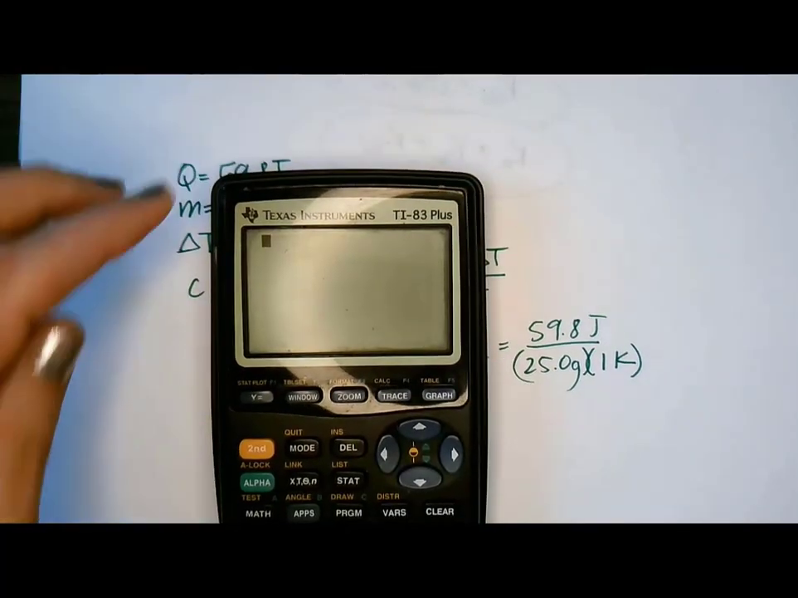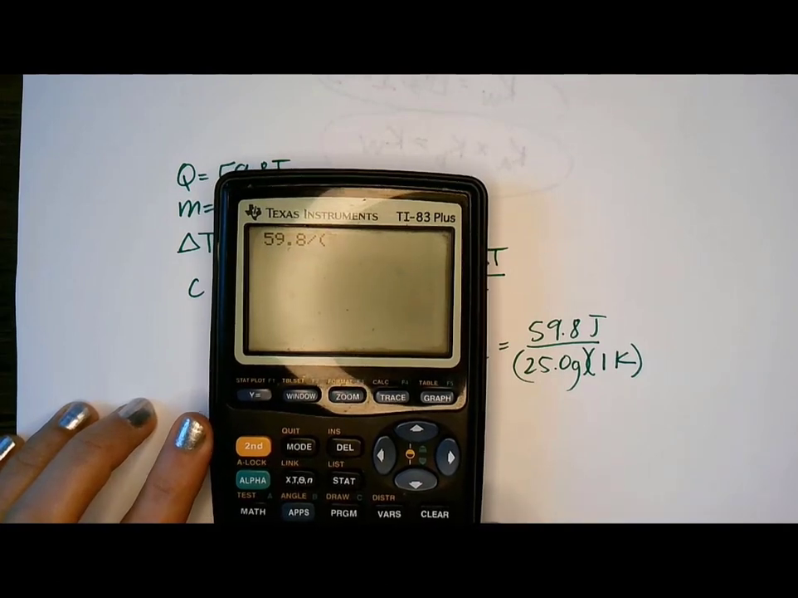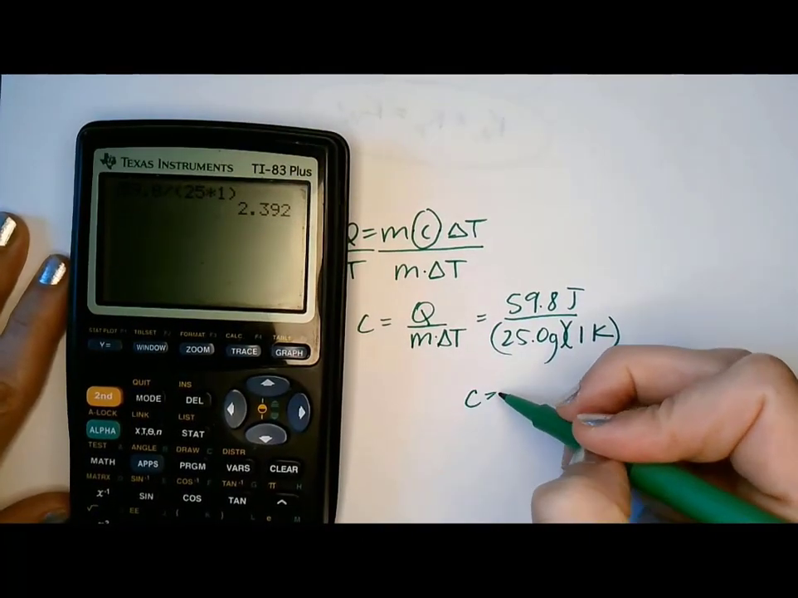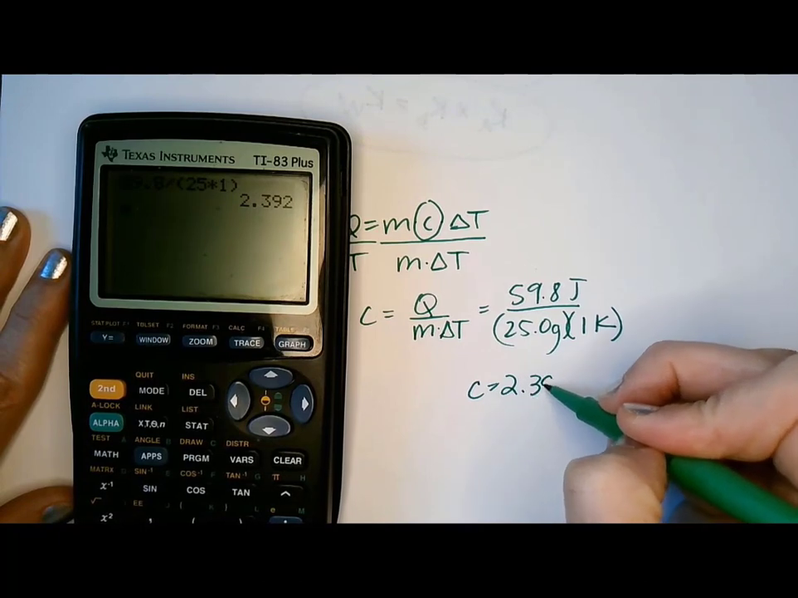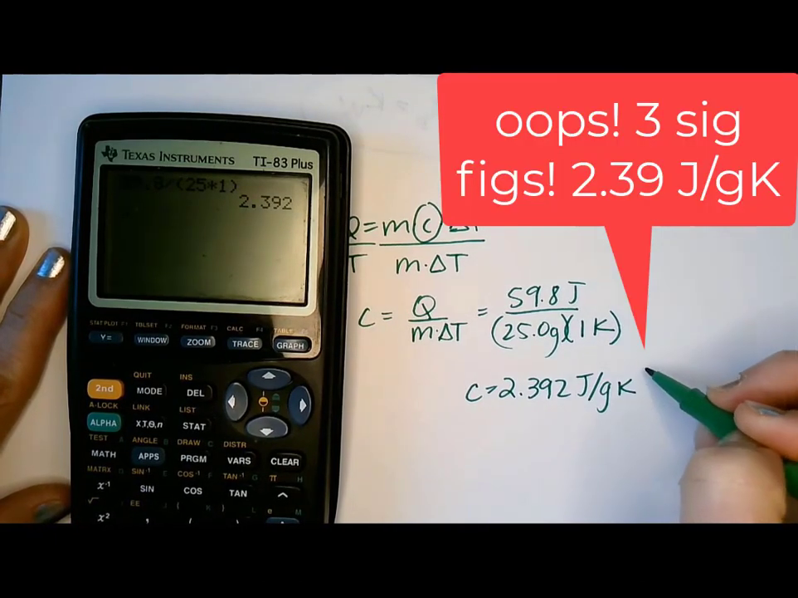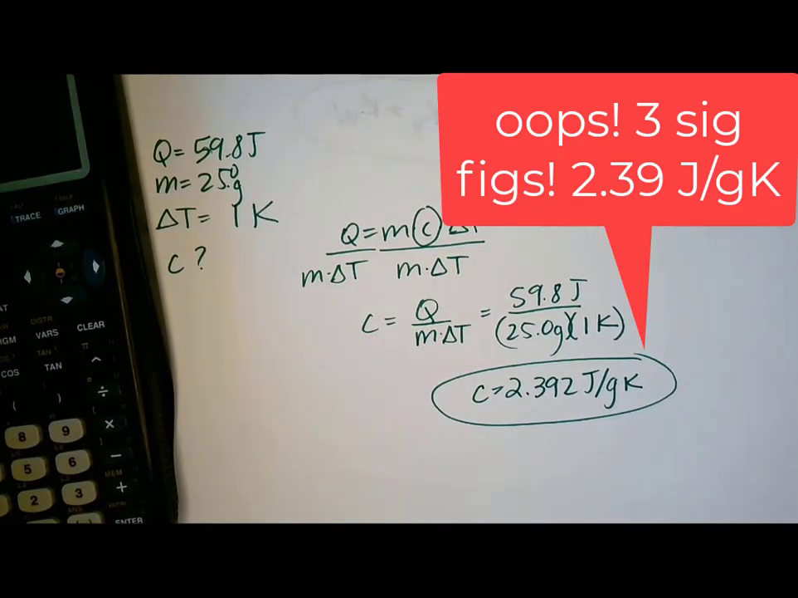So let's do 59.8 divided by, make sure you put in parentheses, 25 times 1. And we get a specific heat of 2.392 joules per gram Kelvin. Okay, hopefully you get those same answers.